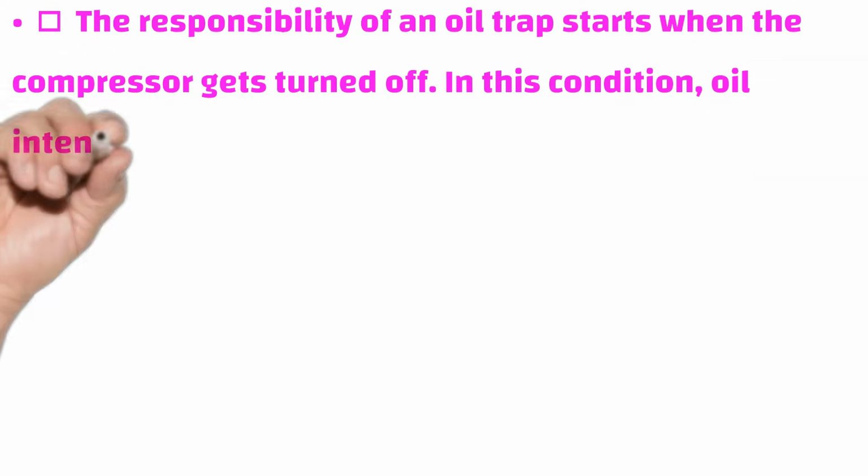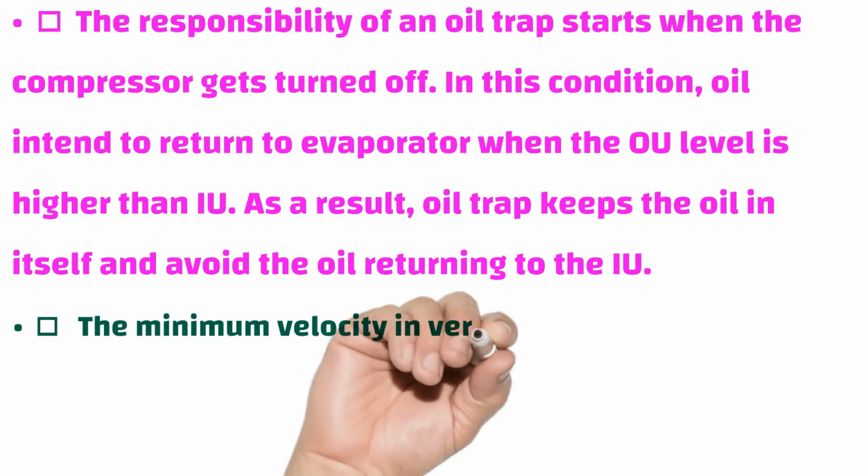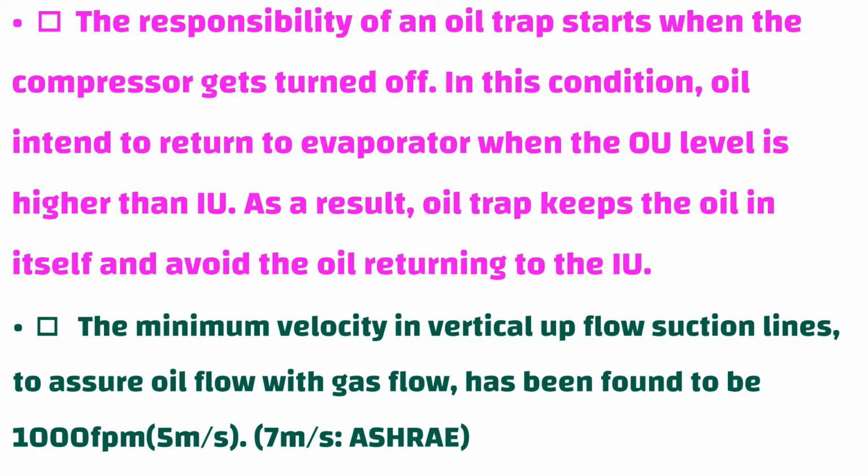The responsibility of an oil trap starts when the compressor gets turned off. In this condition, oil tends to return to the evaporator when the outdoor unit level is higher than the indoor unit. As a result, the oil trap keeps the oil in itself and avoids the oil returning to the indoor unit. The minimum velocity in vertical upflow suction lines to assure oil flow with gas flow has been found to be 1000 fpm, or 5 meters per second.